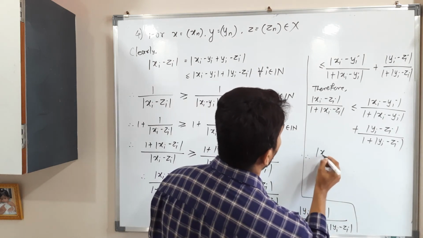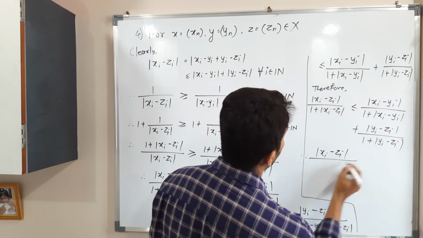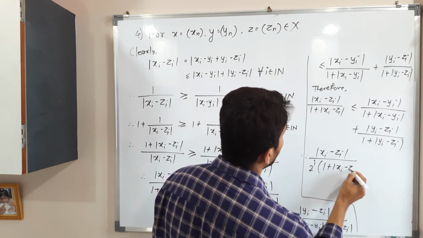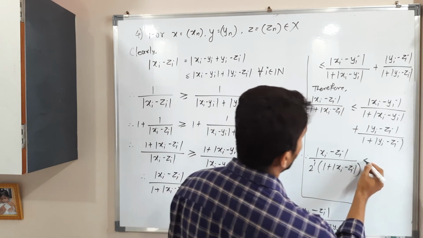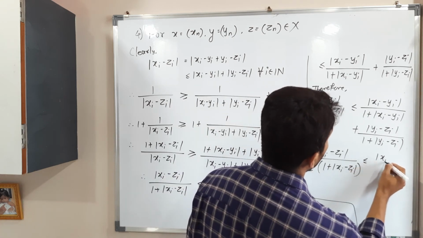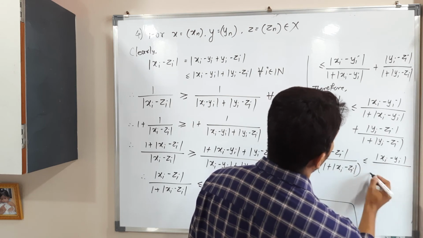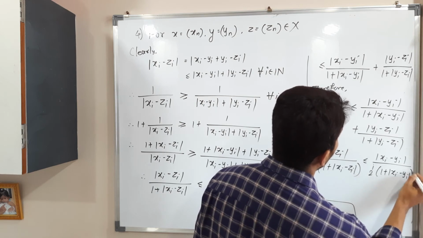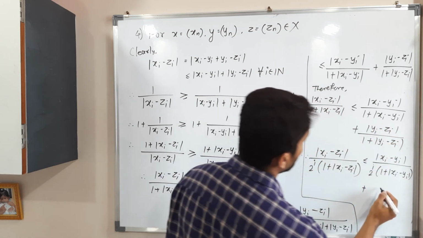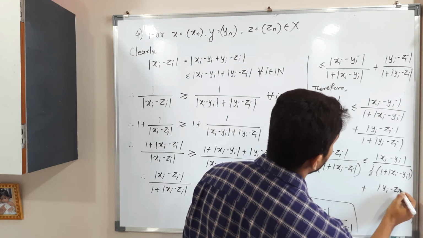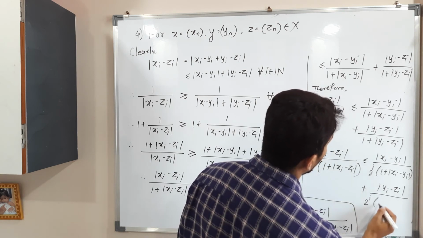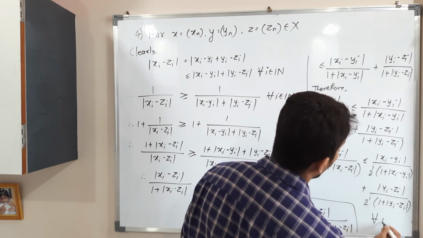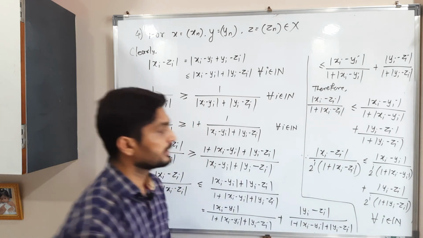So therefore, mod xi minus zi divided by 2 raised to i times 1 plus mod xi minus zi. Here also I am going to multiply by 1 upon 2 raised to i: mod xi minus yi divided by 2 raised to i times 1 plus mod xi minus yi, plus, for this term also I will do the same, mod yi minus zi divided by 2 raised to i times 1 plus mod yi minus zi. And this is true for all i belonging to the set of natural numbers. It is true for all i.